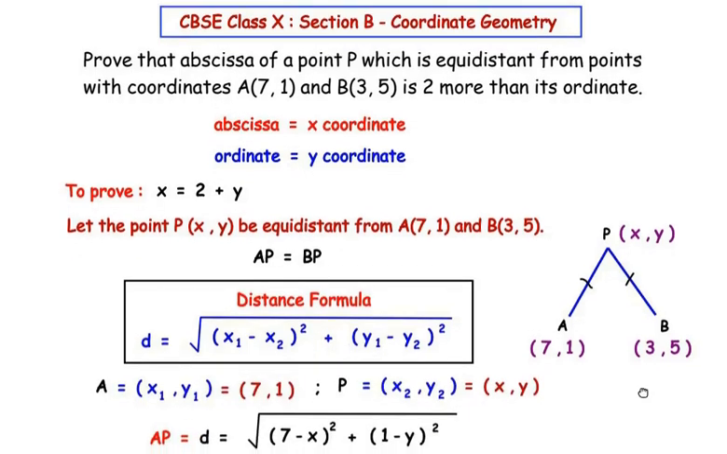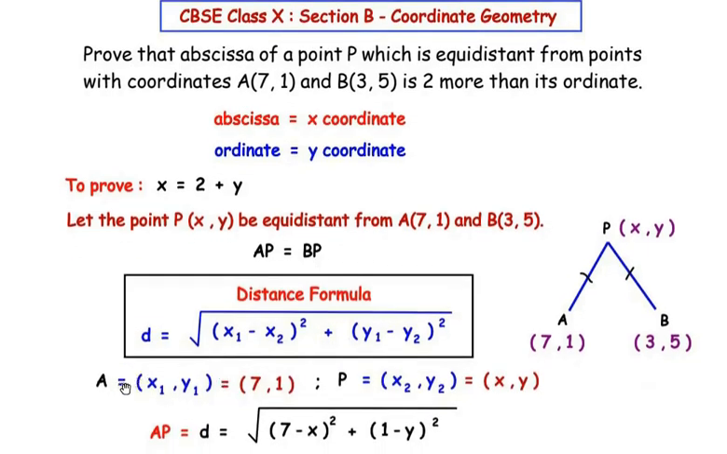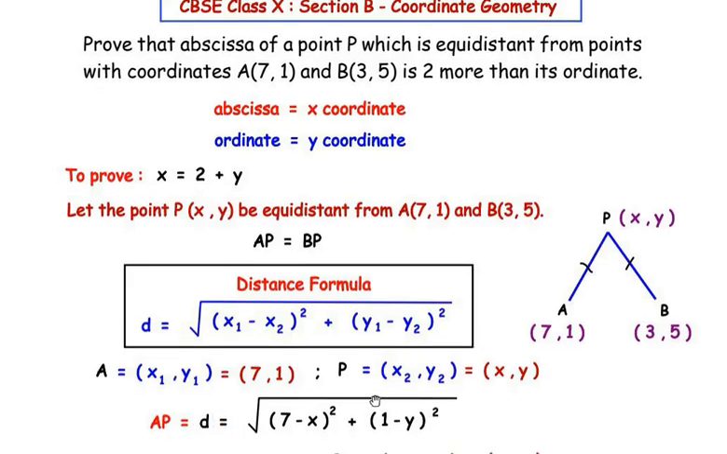So here the coordinates of point A are considered as x1, y1 is equal to 7, 1, and coordinates of P, which we have considered as x, y, let us say that it is going to represent x2, y2 in the given formula. So the distance AP will be equal to d is equal to square root of (x1 minus x2) becomes (7 minus x) the whole square plus (y1 minus y2) becomes (1 minus y) the whole square.